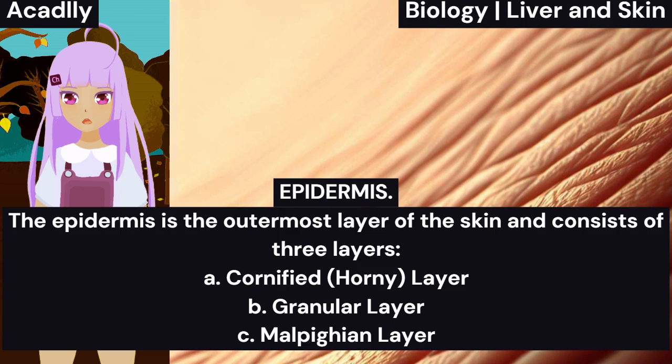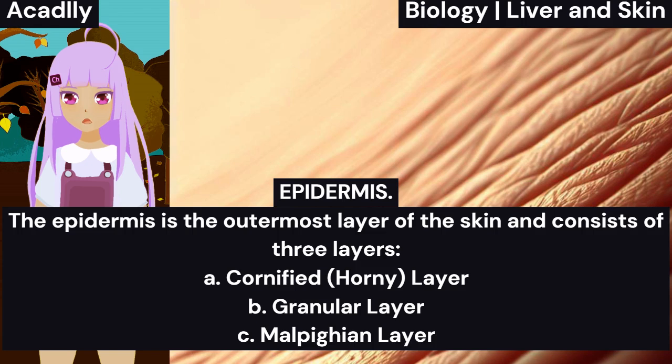B. Granular layer, composed of living cells produced by the Malpighian layer. These cells are converted into cornified layer cells, as keratin is deposited inside them, resulting in flattened, non-nucleated cells. C. Malpighian layer.